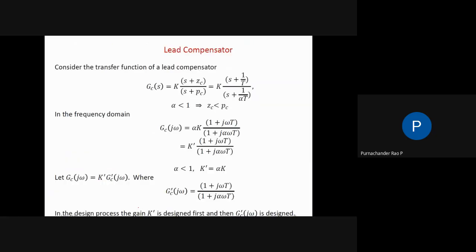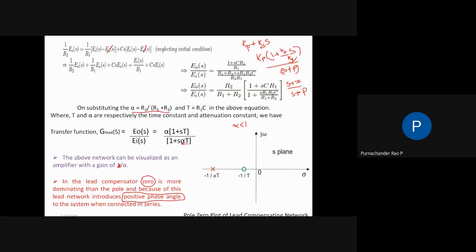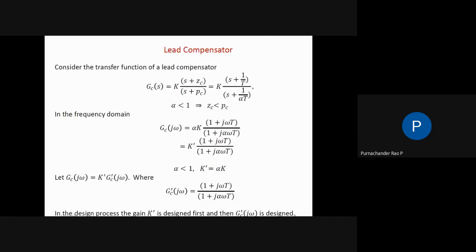Now the lead compensator which we are taking here: I am assuming that alpha into 1 plus sT is a 0. The 0 is located here and the pole is located at s equal to minus 1 by alpha T. This is some constant K into s plus zc divided by s plus pc, which is the general form of the transfer function of a lead compensator, which is nothing but s plus 1 by T, with s into 1 plus sT represented as 1 plus sT.